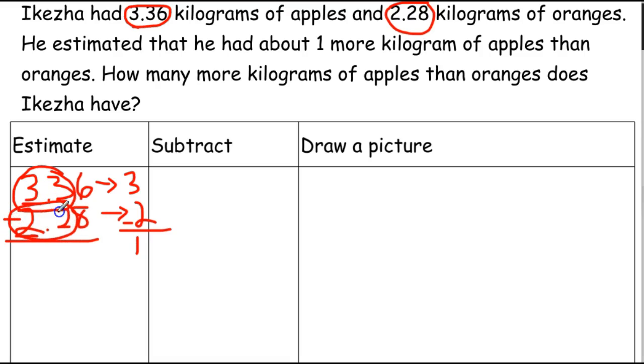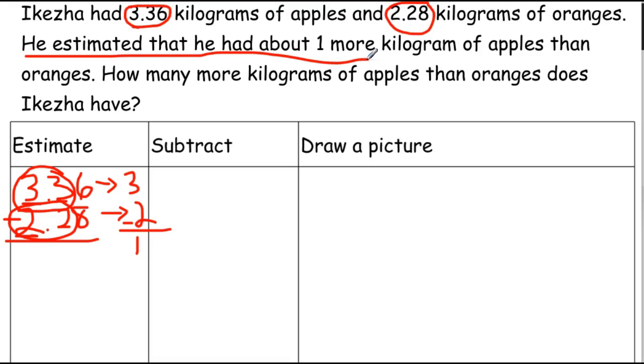And when I'm looking at 2.2, I can tell that 2.2 is closer to a 2. It's not closer to a 3. It's closer to a 2. So we are going to leave it at 2 as well. So 3 minus 2 is 1. So we know that his estimate is correct. Okay, he already estimated. So we know that that's correct.